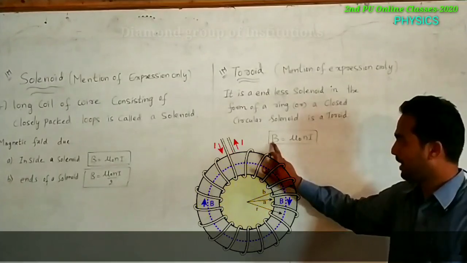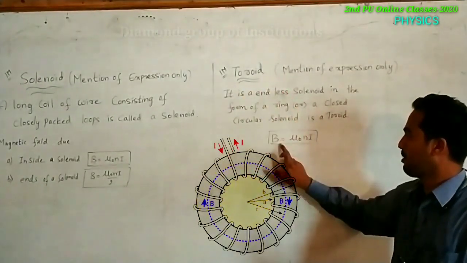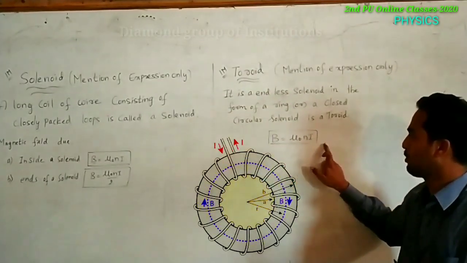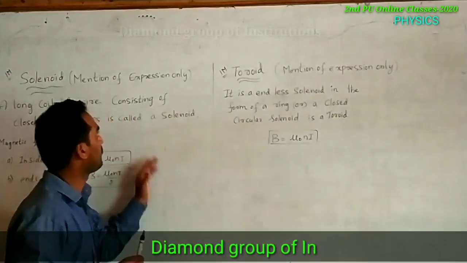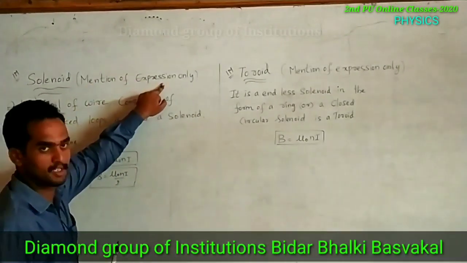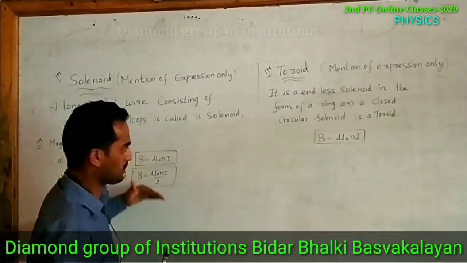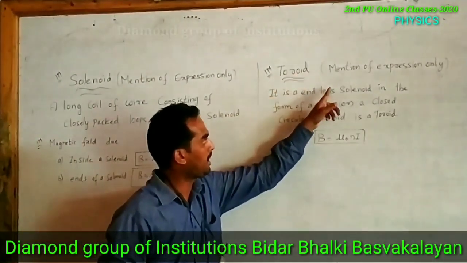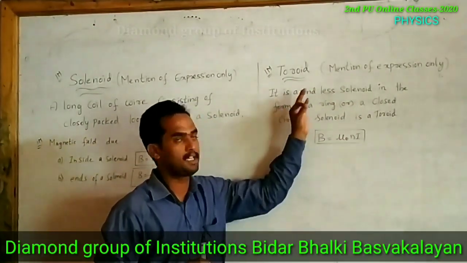So the magnetic field expression for the toroid is given by B equal to mu naught n into I. And for these two, there is no need to practice the derivation. Only the expressions are important. For the solenoid, the definition as well as the formula, and for the toroid, the definition as well as the formula, and no need to practice the derivation part.